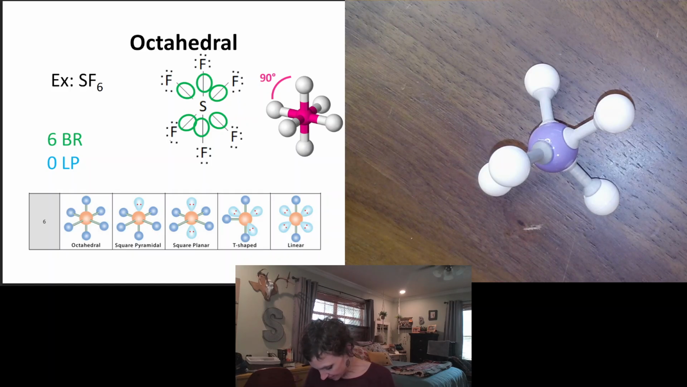Octahedral. Let's see octahedral. I got to go back to my bag, which means my guinea pigs are going to start to squeak. Hopefully not. Oh, good. They've learned something. We are all learning something today.